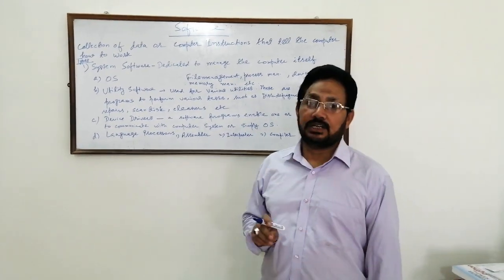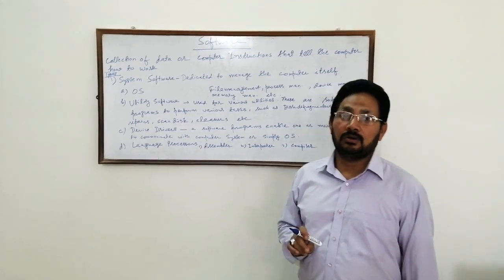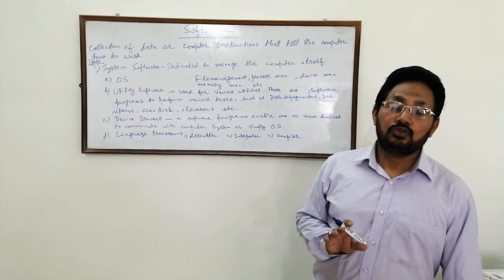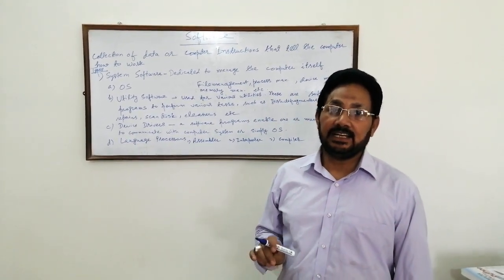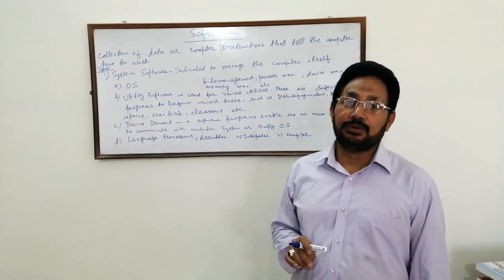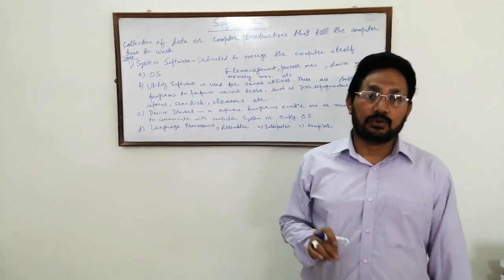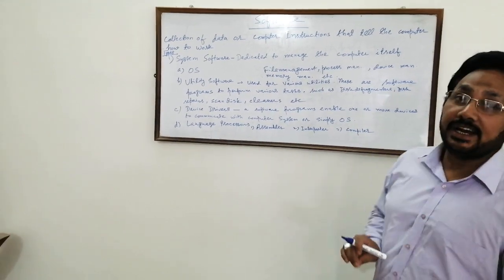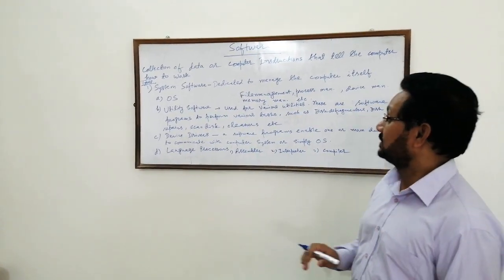The chapter which we are going to start today is software. As you all know, in a computer system, we have two parts. One is hardware and the second is software. The physical components of a computer are known as hardware, whereas the program or the set of instructions which we write in a computer system are known as software.